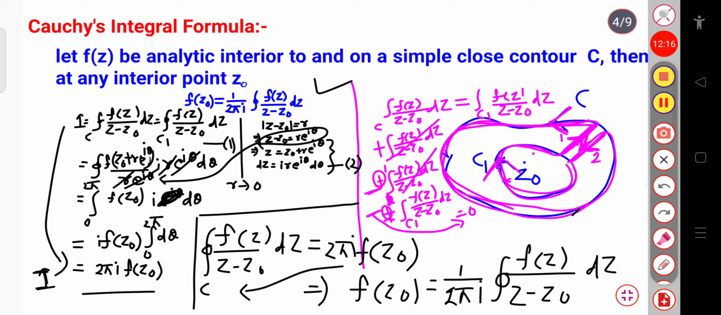Actually, what does Cauchy's integral formula imply? It means that when this z naught point lies inside the closed contour, then the value, that is the integration of f of z divided by z minus z naught dz times 1 by 2 pi I, will be f of z naught. And if this z naught point lies exterior to the contour C, then in that case the integration value will be 0. So let me write this.